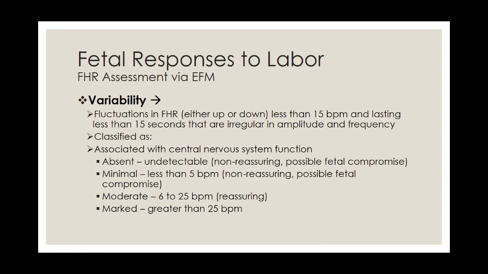Variability. Variability are fluctuations in the heart rate. They can go either up or down. They're less than 15 beats, and they last less than 15 seconds, and they're irregular in their amplitude and their frequency. So they're irregular in how high or low they go and how often they occur. They are classified in 4 ways: absent, minimal, moderate, or marked, and they are associated directly with the fetal central nervous system function. So like I told you, this tells us how well the neurological system is. Is the central nervous system intact?